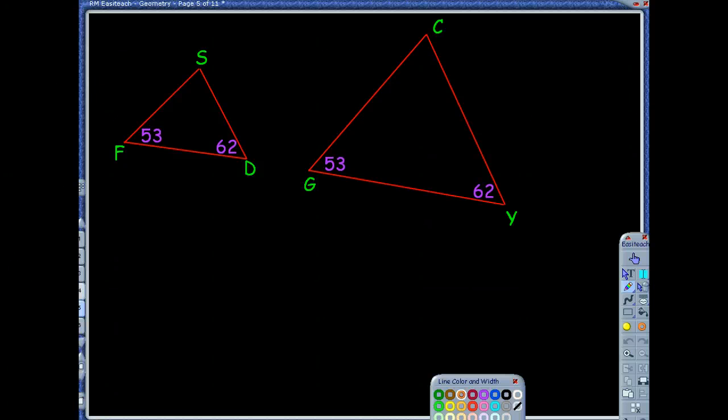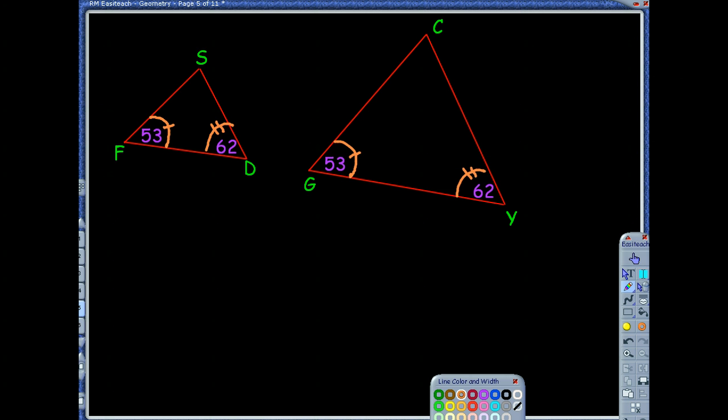Now, when you look at it, notice that in each of the triangles, they give you 2 angle measures. And notice the 2 angle measures in this one, they correspond here. And notice, what do you notice about them? That they're the same as in the other triangle. Yeah, so this angle F is the same as this angle G, right? Correct. And angle D is the same as angle Y.